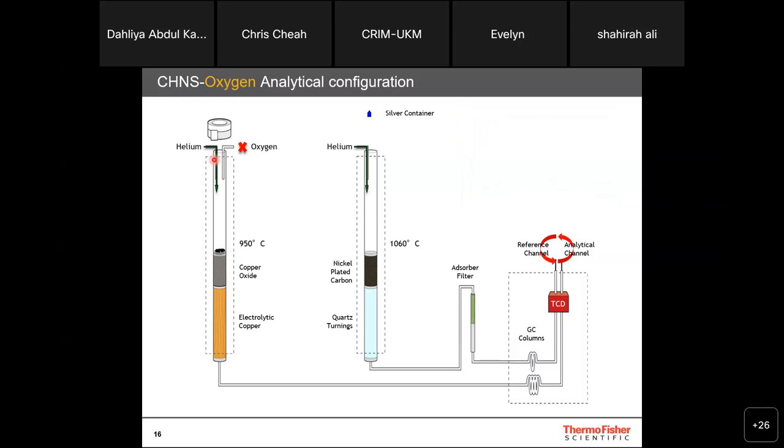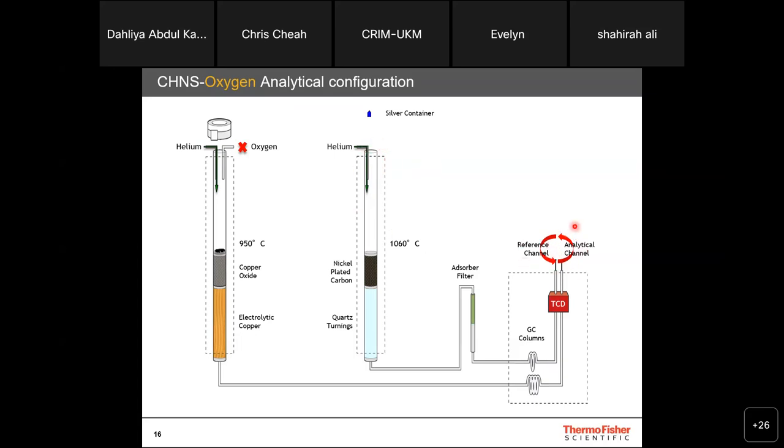So maybe from the same sample, I need to determine a total of 5 elements. I will also need oxygen. So for oxygen determination, it cannot be done on this particular left channel. It needs to run on the right channel because the packing material is different. And we do this by pyrolysis, or high temperature pyrolysis, meaning without the presence of oxygen.